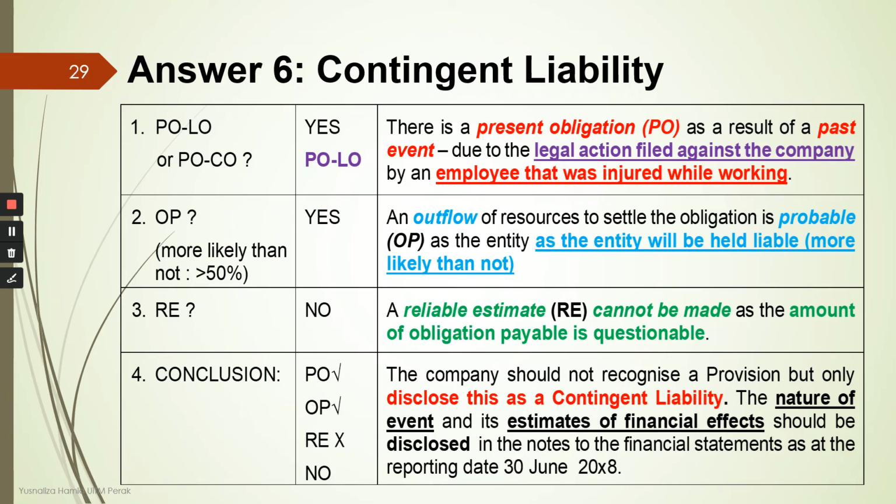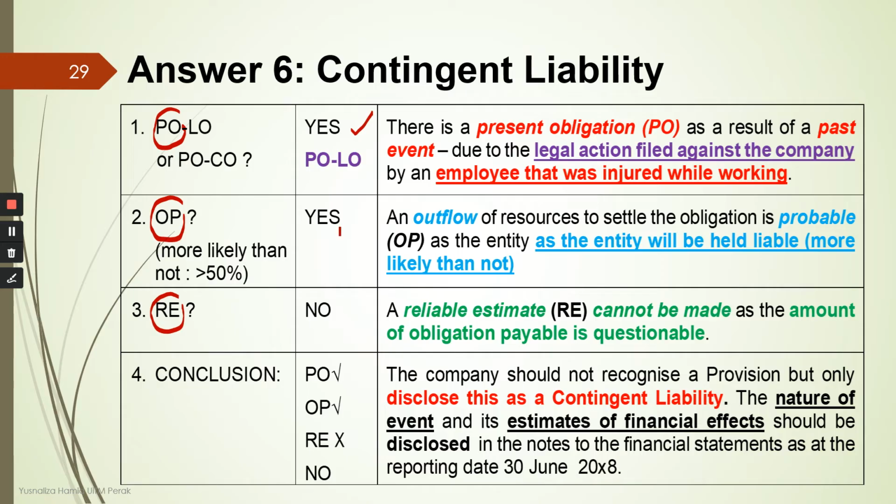So you can do the same checklist or the same analysis of present obligation, check the outflow whether probable or not, check the reliable estimate available or not. If you do that checking, you will see that yes, the first one is fulfilled. There was a legal action filed and there is a present obligation because of that legal action, due to the past event where the employee was injured while working, not when they are at home, but when it was at the official duty.